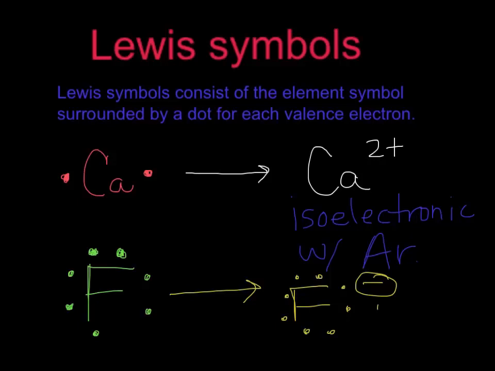and this is now isoelectronic with neon. So when it's an anion, we typically show the addition of electrons. If it's a cation, we don't draw electrons around the symbol.